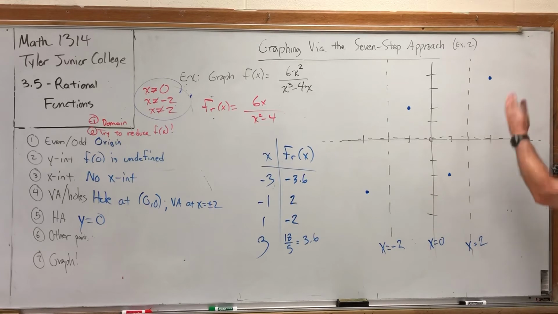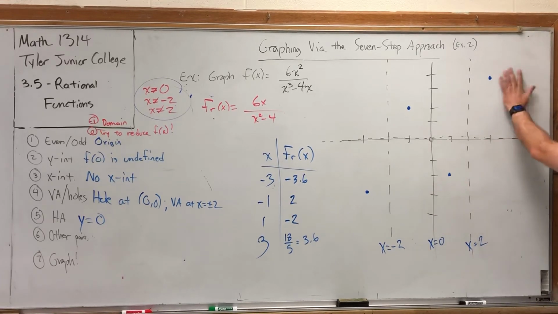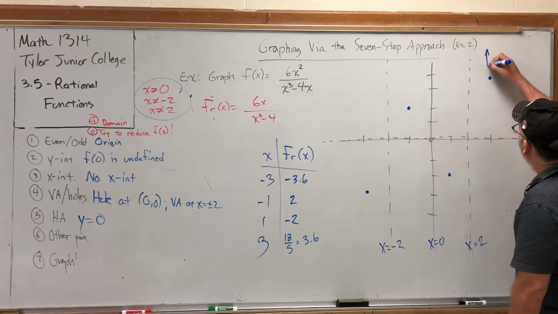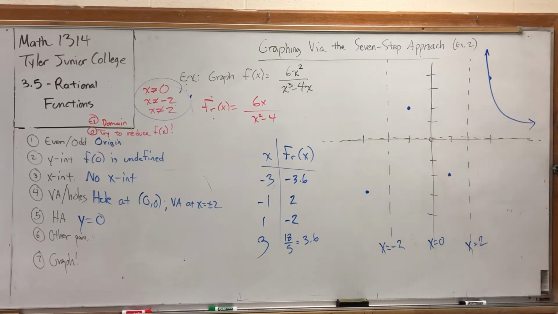On the right side of x equals 2, there's either a branch on the top or on the bottom. This evidence says it's up here. Now, can I get away with just sketching that? Well, actually, yes. Because we're not really looking for precision, we're looking for location. And it's located up there. I would have to draw a bigger graph to get more precision.